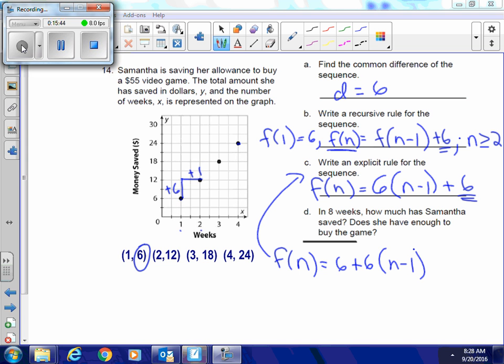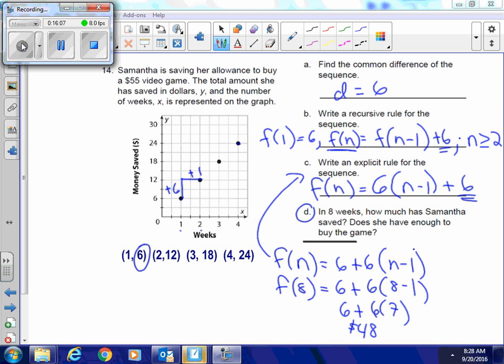For part D, in 8 weeks, how much will Samantha have? Well, we're just going to plug in our 8. F of 8 is equal to 6 plus 6 times 8 minus 1. So it's 6 plus 6 times 7. And in this case, we get 48, and that would be dollars. Does she have enough to buy the game? No, because she needed $55.